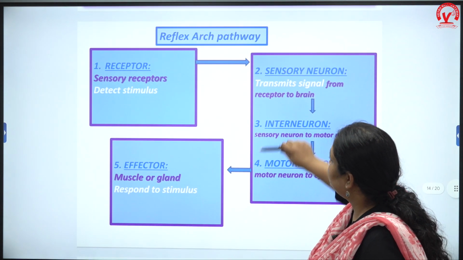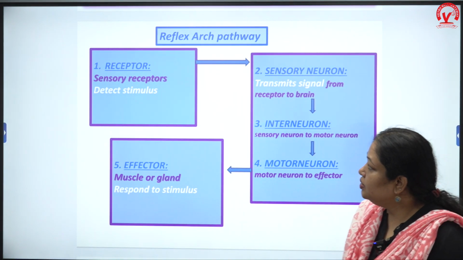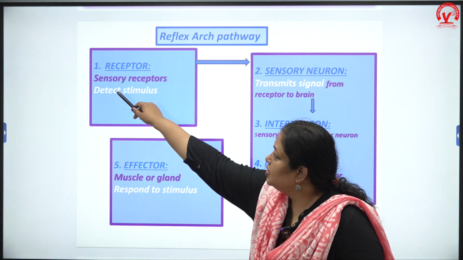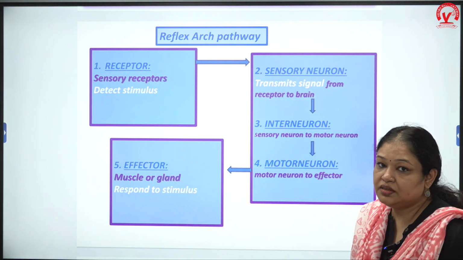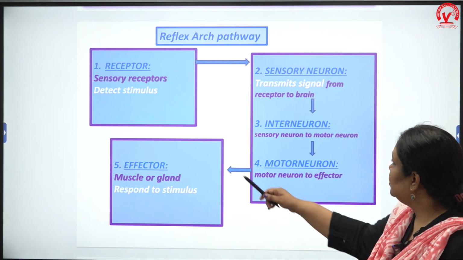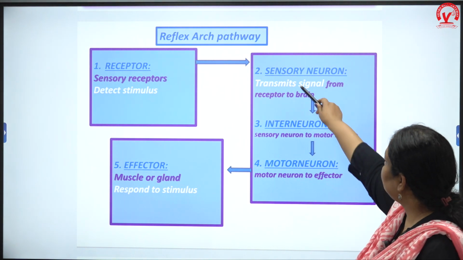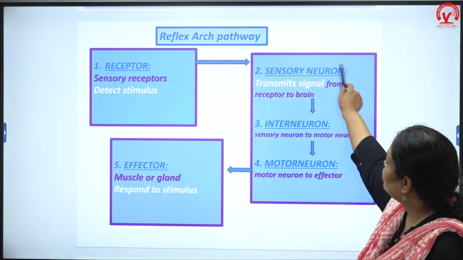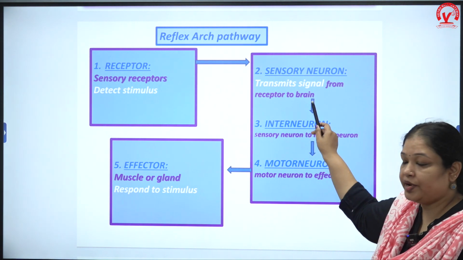This is the reflex arc pathway where we have the receptor, and that is actually a sensory receptor which detects the stimulus. The stimulus is detected in that. After that, it transmits the signal to the brain. So that is the sensory neuron. It transmits signals from the receptor to the brain.